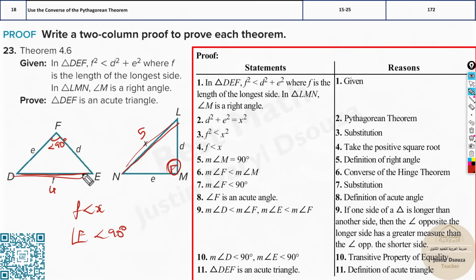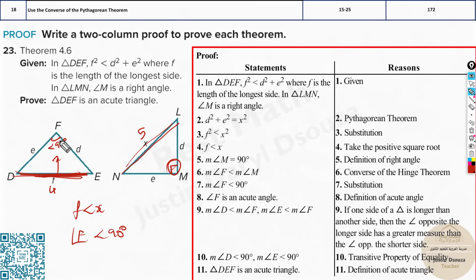So if this length is less, the angle also must be less. Therefore this is lesser than x, which is 90 degrees. Being less than x, it should be less than 90 degrees. Now look at this. The angle opposite to the longest side is less than 90 degrees.